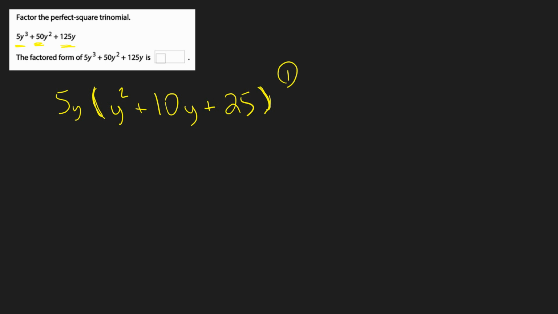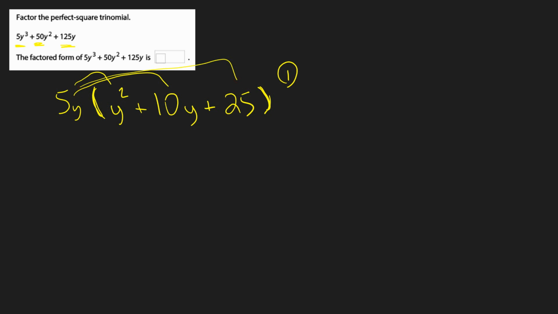And again, you can double check your work with the distributive property. For example, 5y times y squared would be 5y cubed. 5y times 10y would be 50y squared. And then 5y times 25 would be 125y. So I know I did it right.